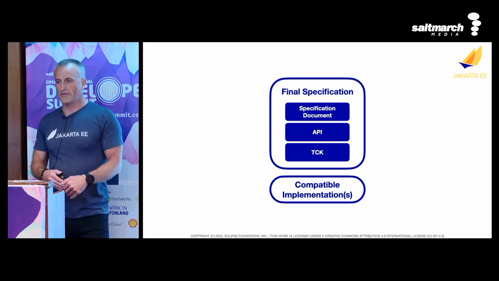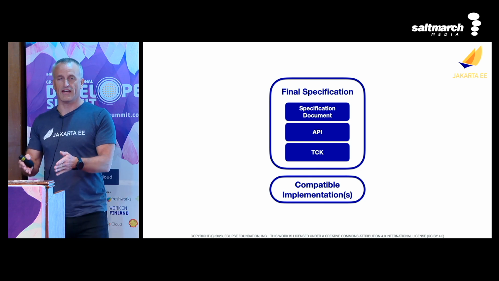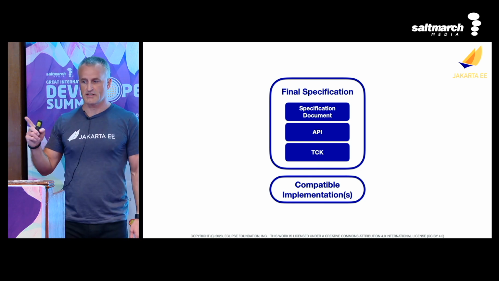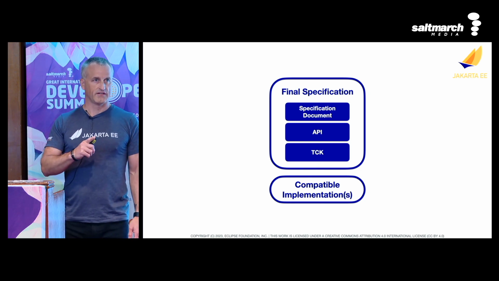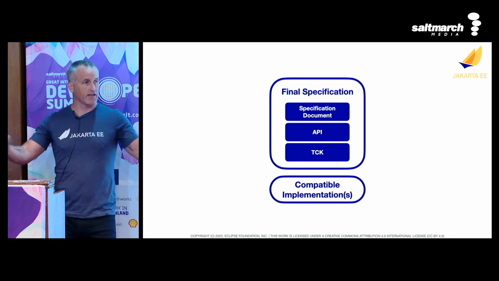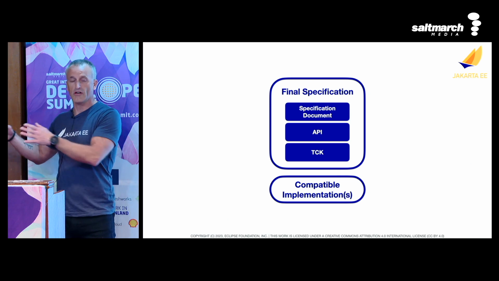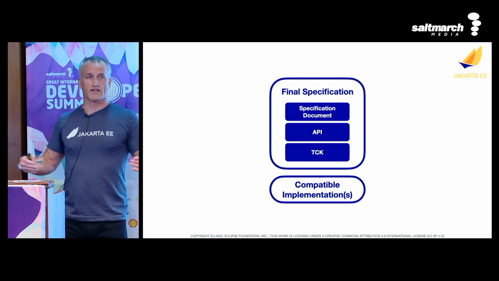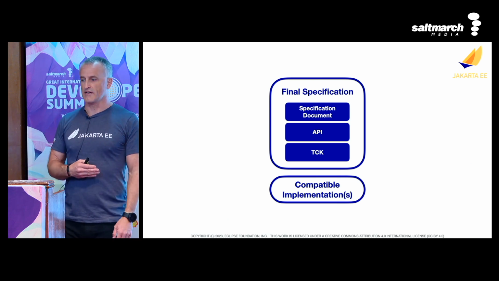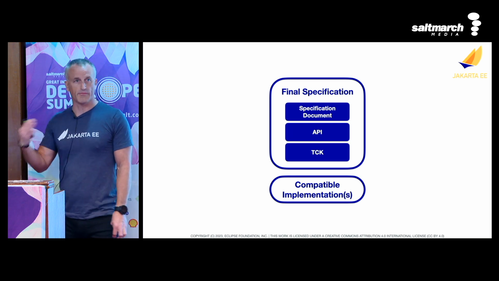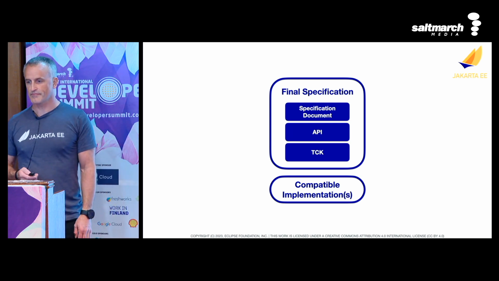And in order to ratify a final specification, we need at least one open source compatible implementation. From there on, it's free to go any license you want. It can be a commercial closed source or open source product, but there can be multiple open source and closed source implementations that are compatible with a specification.